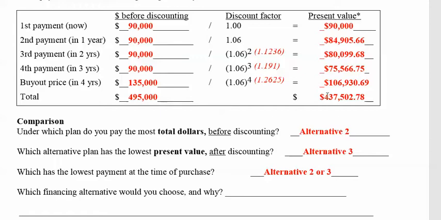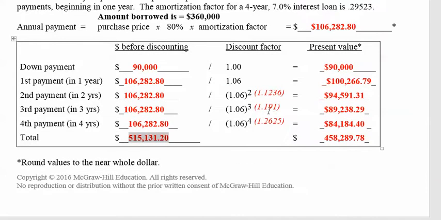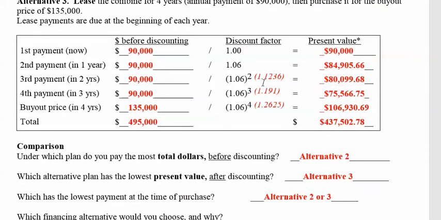Well, let's compare to present value. The discount factor, again, we're going to take our annual payments divided by the discount factors. Same discount factors as the last problem. 90,000 divided by 1 is obviously 90,000. 90,000 divided by 1.06 is 84,905.66. The third payment in 2 years, 80,099.68, and so on and so forth.